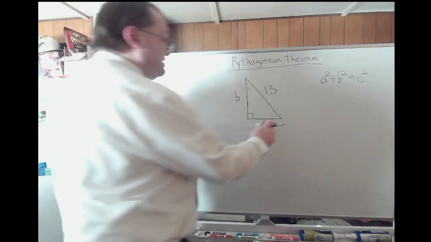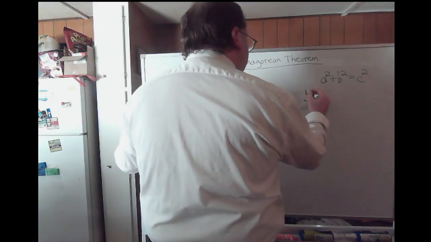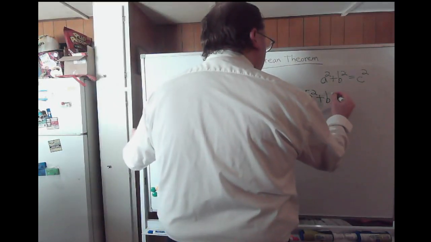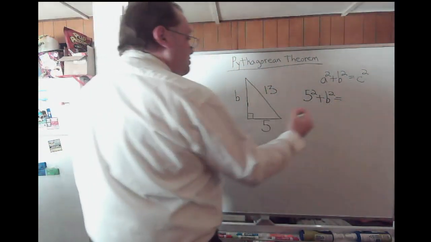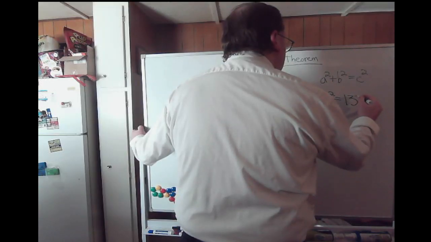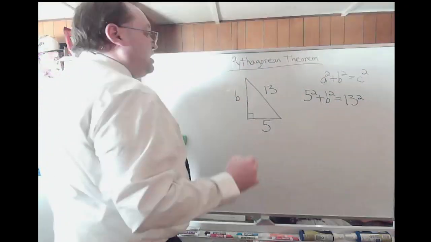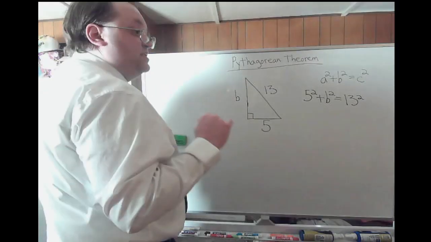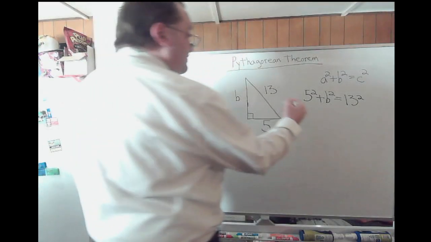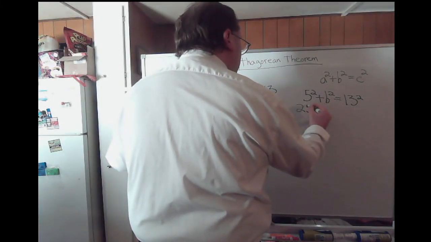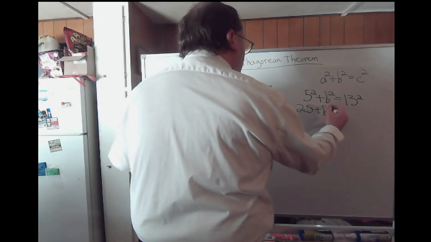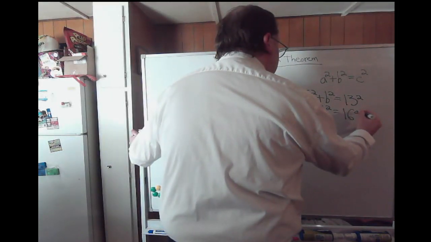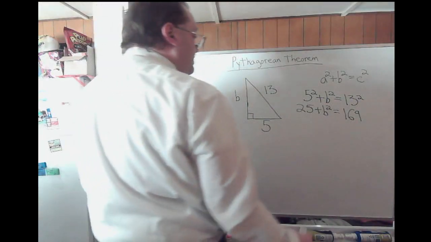How, you ask? Well, let's take 5 squared, which is a. a is 5 squared, plus b squared, which we don't know. That's equal to c squared, which would be 13 squared. Of course, in order to proceed with this, the first thing we have to do is the exponents. That's the order of operations. So 5 squared is 25, plus b squared, which we don't know, is equal to 13 squared, which I could tell you is 169. That's 13 squared.